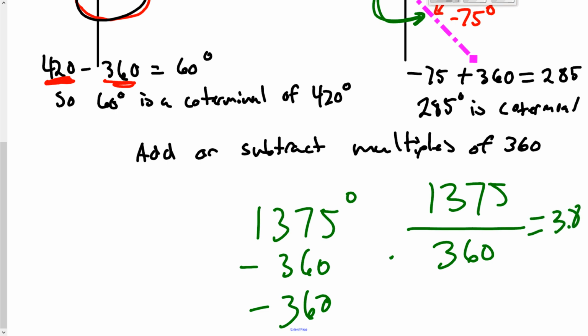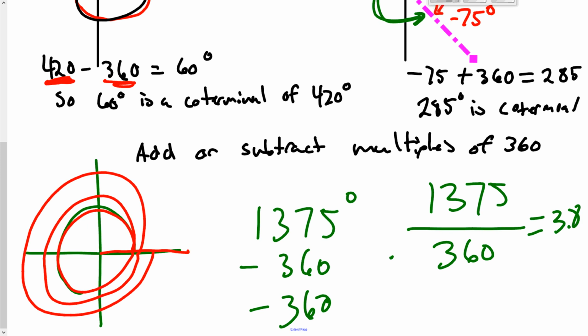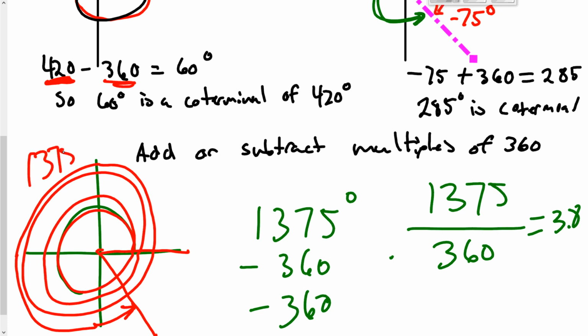So what that means is 1375 rotates 3 times around. Let me draw my initial side. Here's my initial side. It goes 1, 2, 3, and then 0.8. Here would be a quarter, here would be a half, here would be 3/4, so 0.75. So a little bit more than this. So this is where our angle ends, right here. Okay, so that is 1375 degrees.